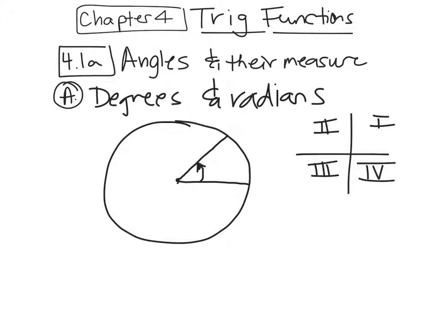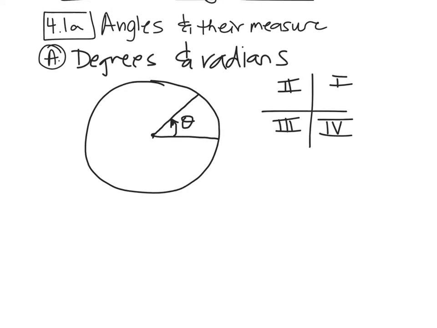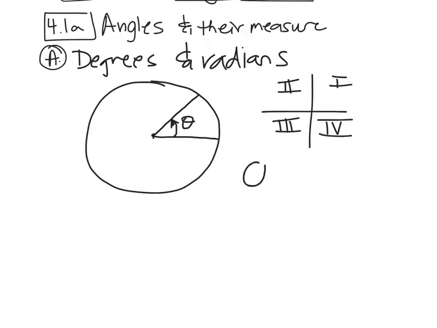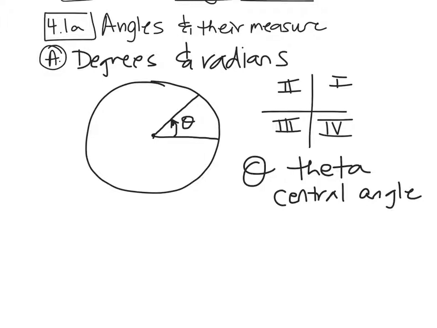We call this angle in here theta. It's a Greek letter, and it's on your calculator too. Theta is our central angle. It's called a central angle because it's in the center of a circle.